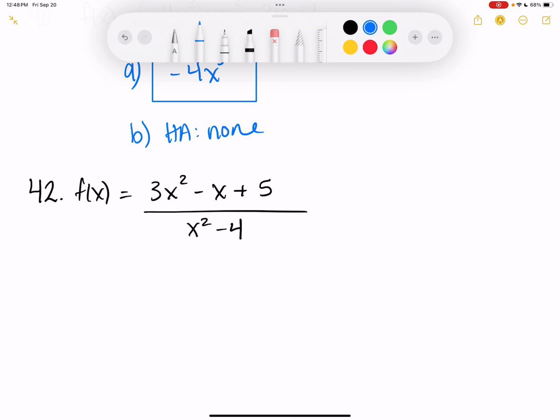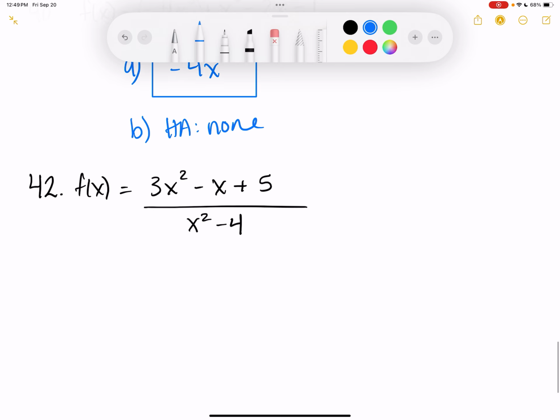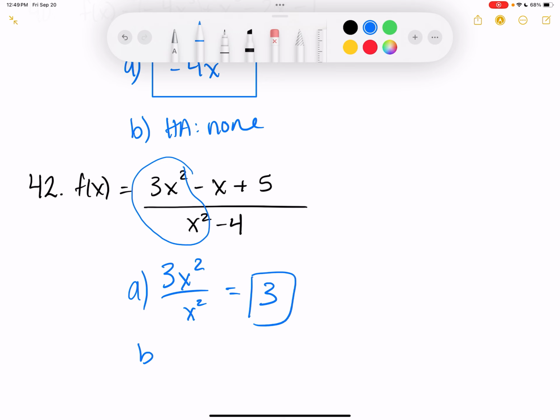All right, so I need the power function end behavior model for this one. What would it be? 3x squared? So it would be this piece, 3x squared over x squared, which reduces to 3. So then the horizontal asymptote would be what? 3? y equals 3.